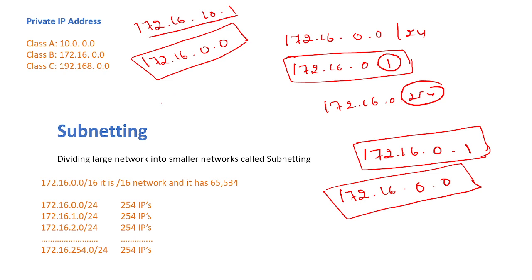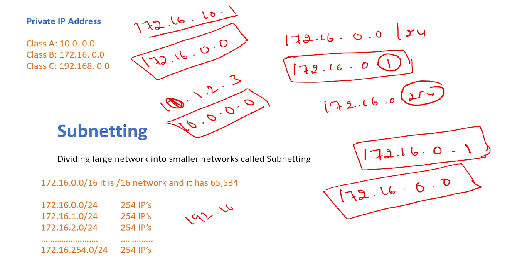Class A, it is like 10.1.2.3, means you put 10.0.0.0. And if it is class C, like 192.168.1.10, this is the IP address. If somebody asks you, you can put 192.168.1.0. This is your network ID.